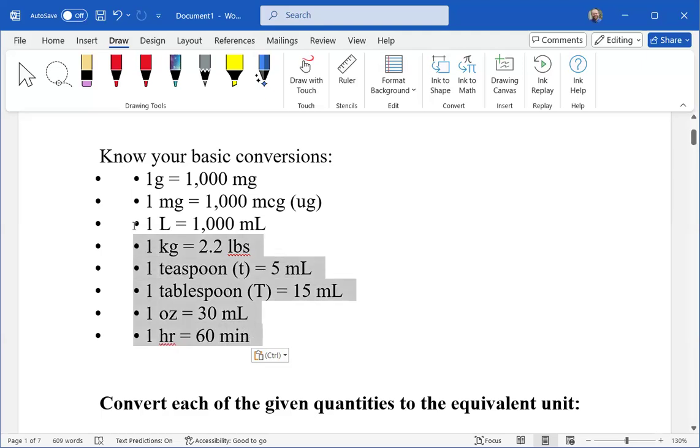So a couple things. You need to know these and have these memorized, the basic conversions. There are a host of other conversions, but these are the most common ones that you're going to see in your nursing drug dosage test. They are converting grams to milligrams, milligrams to micrograms, and vice versa in both of those, liters to milliliters, kilograms to pounds, and usually it's actually going in reverse, pounds to kilograms, teaspoons and tablespoons, ounces to milliliters, and then the conversion of time, an hour to 60 minutes.